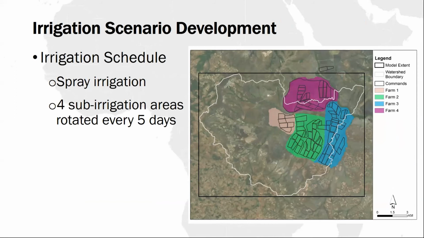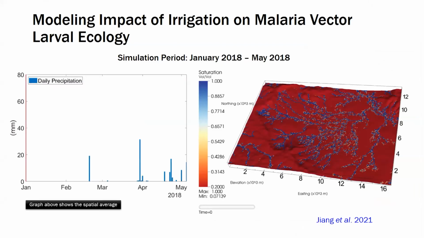We then simulate the effect of irrigation on larval ecology. There are 4 sub-irrigation areas, each using spray irrigation, and the irrigation schedule rotated every 5 days. Here shows the effect of irrigation on soil saturation index. The simulation was for a period of 5 months, from January to May. There was one small rainfall event in February, early April, and a large rainfall event in May, as shown in the left figure. The right figure shows the soil saturation index.